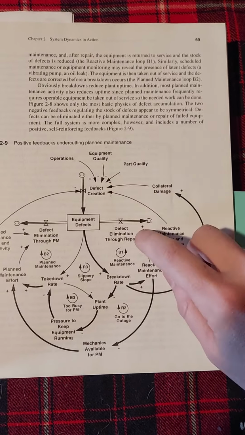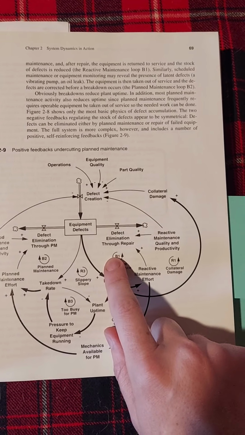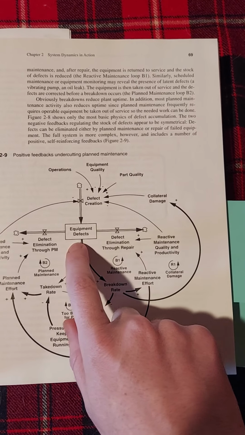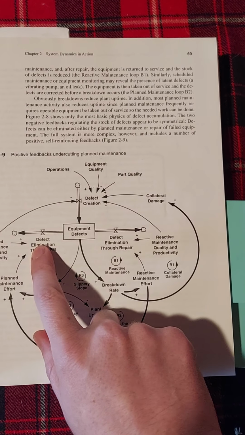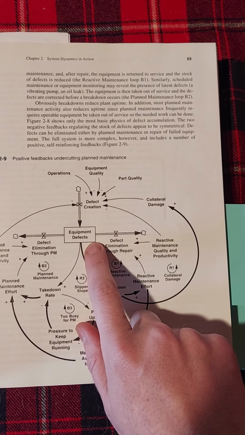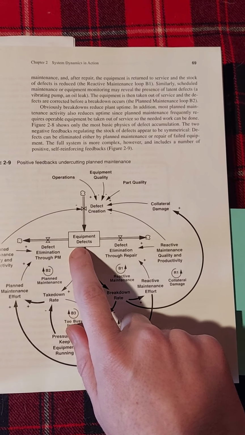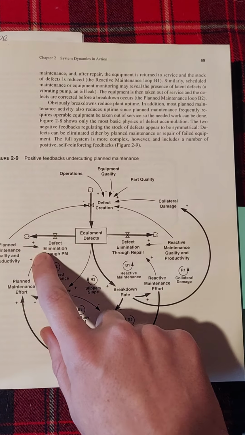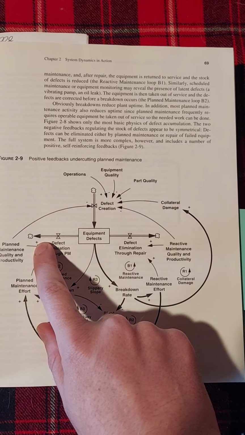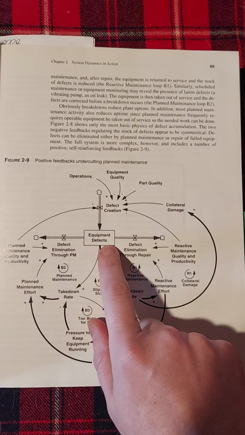And then defects are being eliminated both through repair and through maintenance. So when there's an actual malfunction, defects get repaired, and when there's planned scheduled maintenance, the defects get repaired. So that's how the defects come in and out of this stock.